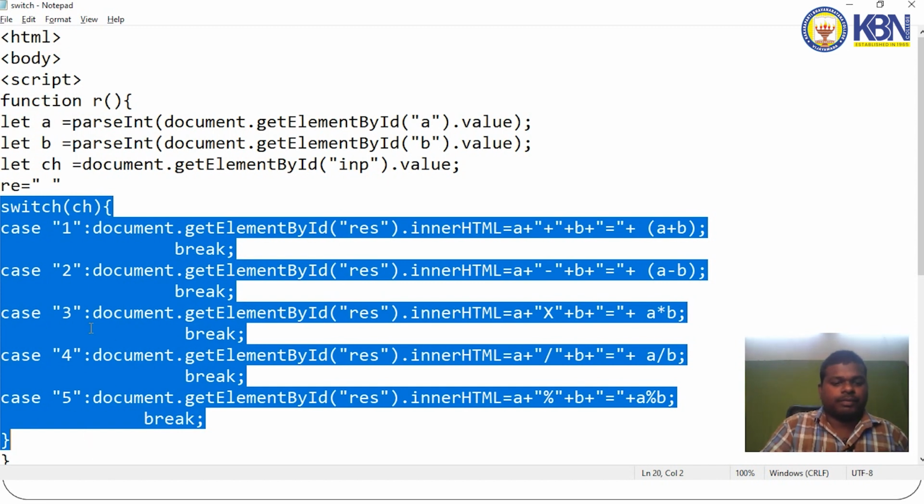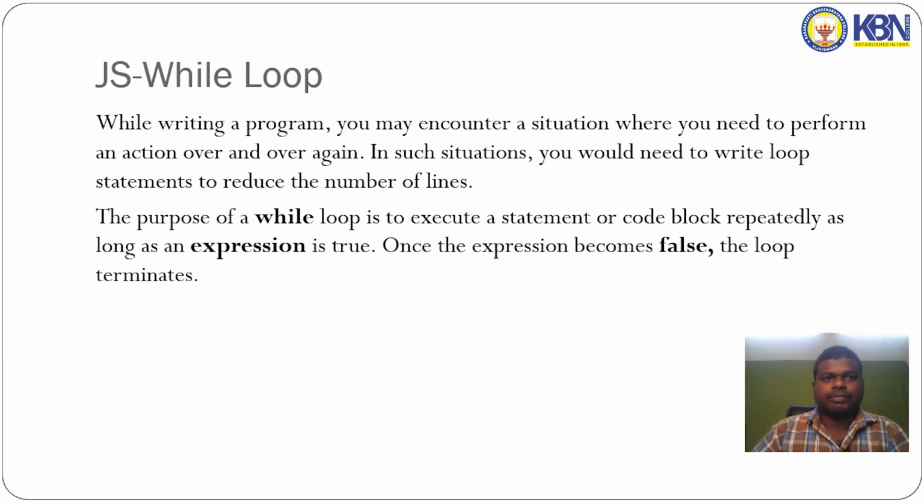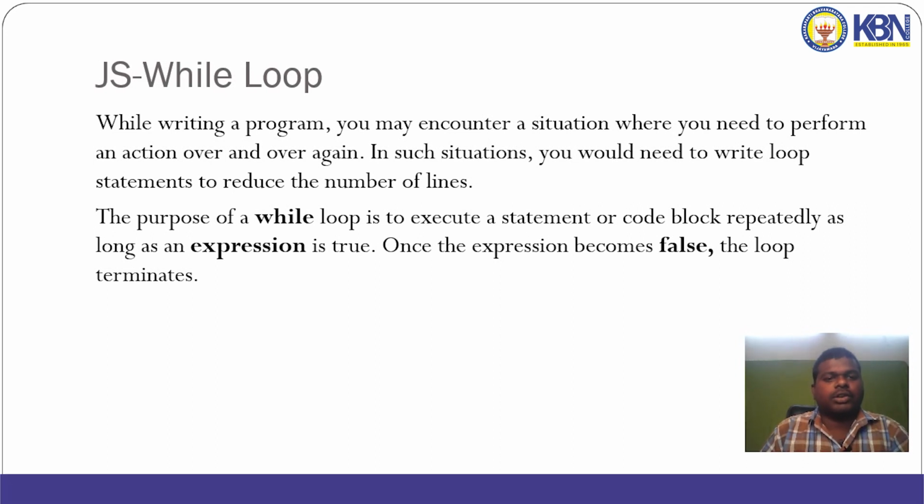Now, the topic which we are going to discuss is loops. What is a loop? A loop is a situation where an action is performed again and again until a condition is satisfied. So what are the loops that are available here? In JavaScript we have while, do while and for.